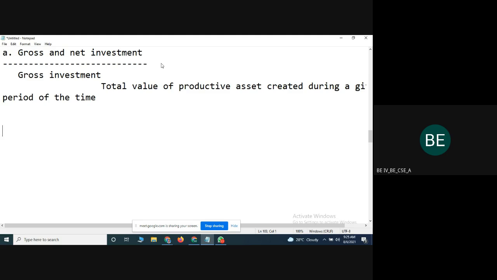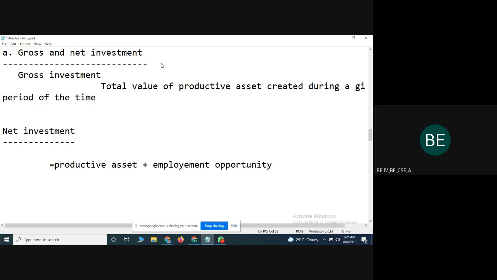The next terminology is net investment. Net investment is the productive asset plus the employment opportunities. That is called net investment.